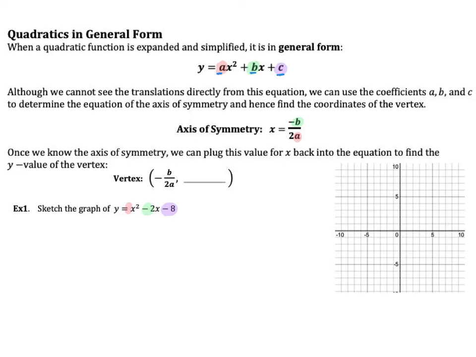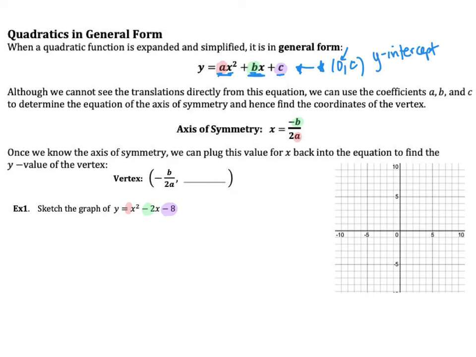Now, what is significant about the letter or the number c? So you might want to write this. That's going to be your y-intercept, right? So what is a y-intercept? A y-intercept is the place where the graph crosses the y-axis. So if I put in 0 for x, these two terms are going to disappear, so I'm only going to be left with c, so therefore c is my y-intercept.